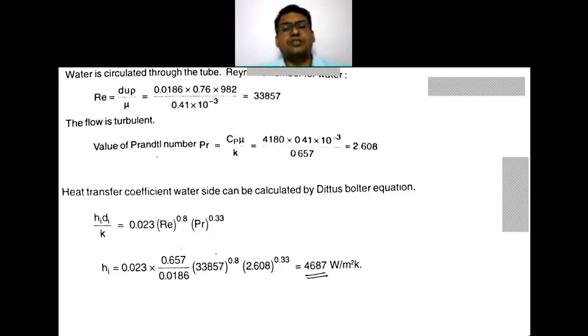Then the heat transfer coefficient on the water side can be calculated by the Dittus-Boelter equation. Nusselt number is equal to 0.023 into Re raised to 0.8 into Pr raised to 0.33. So the individual heat transfer coefficient HI will be calculated as 4687 watt per meter square Kelvin.